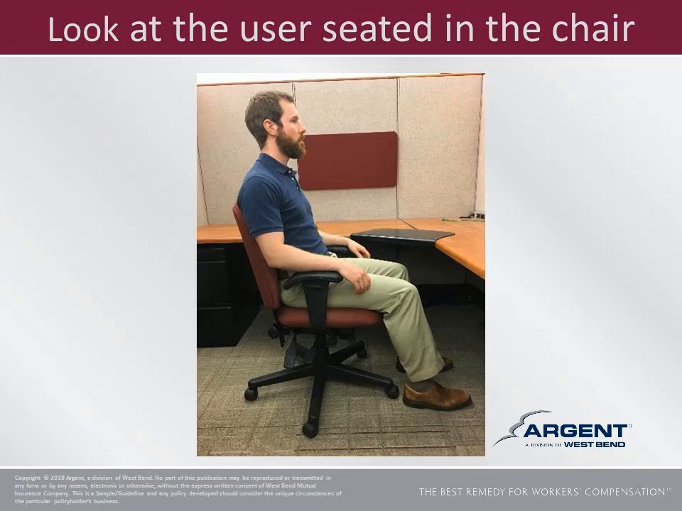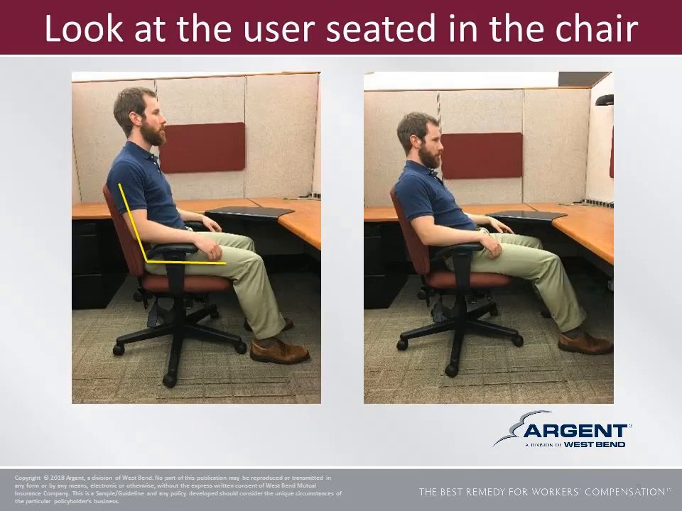His feet are flat on the floor. It's kind of hard to tell in the photo, but you could put about 2 to 3 fingers behind his knee, and it would not touch the leading edge of the seat of the chair, which is good. His hip angle is probably about the 130-degree range. I'll discuss that, as I said, a little bit more later in depth. His shoulders look relaxed. His arms are supported on the armrests, and his neck is quite neutral. Overall, it looks really good.